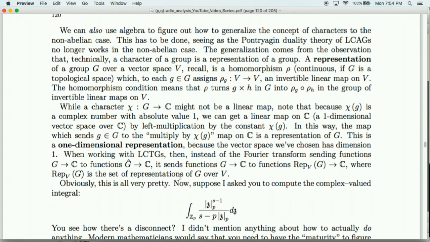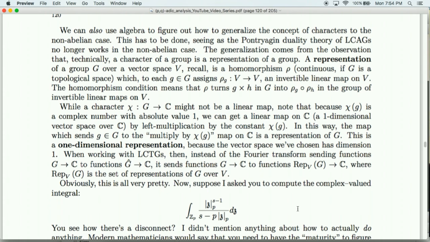When working with locally compact topological groups, then instead of Fourier transforms sending functions on G to functions on the group of characters, it's going to send functions on G to functions on the representations of G, where a representation is a representation of G over V. So that's the theory, and obviously it's very pretty.